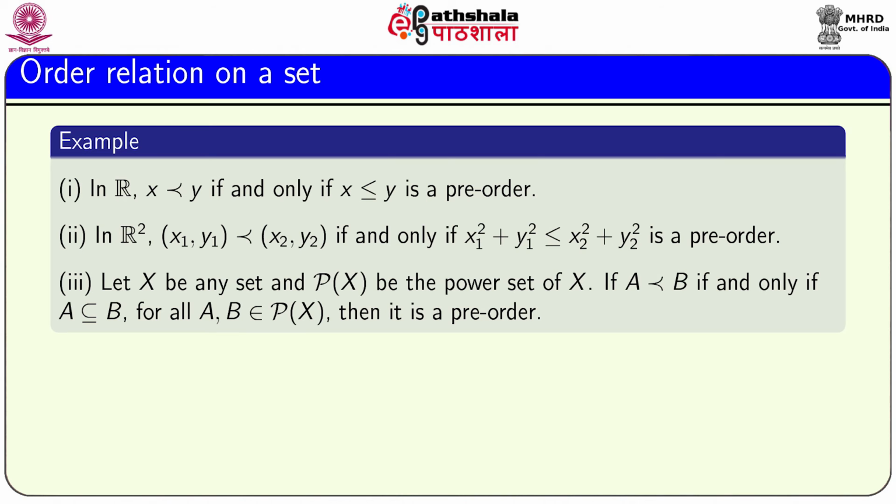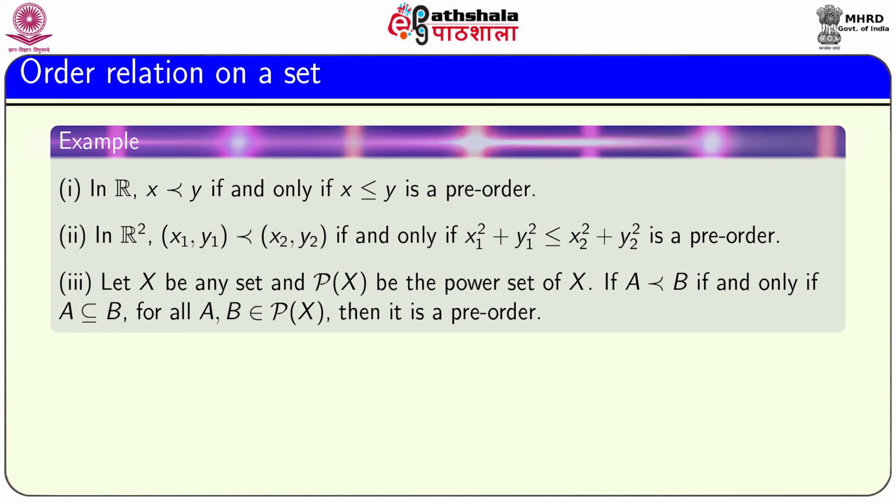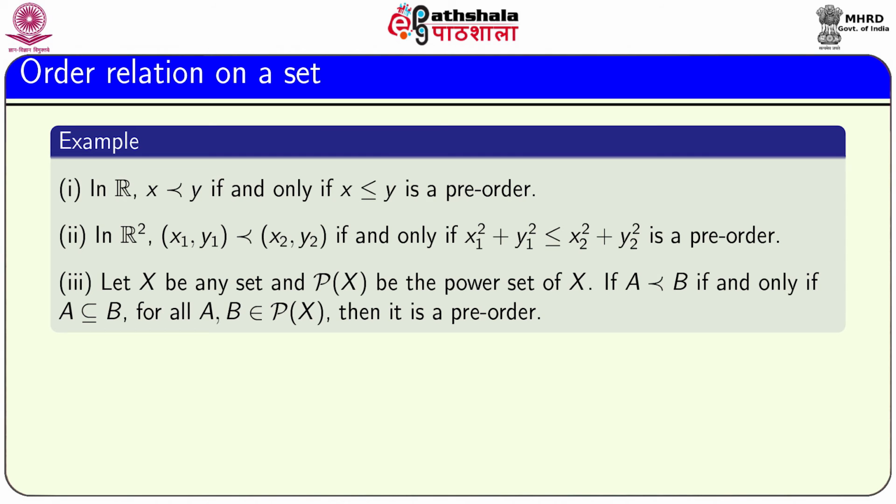Let us consider an example. We consider the set R of real numbers, and define the relation x ≲ y if and only if x is less than or equal to y. This less than or equal to means the usual ordering of real numbers. It can be seen very easily that this particular relation is a pre-order.